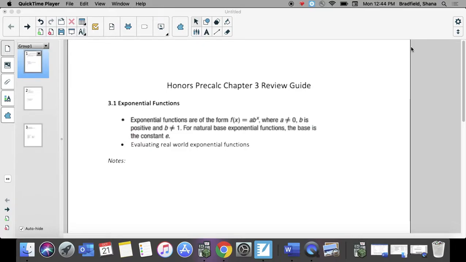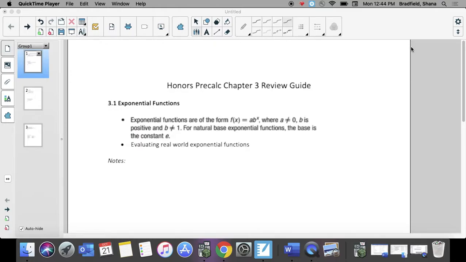I'm just going to take a minute to talk about the review guide here. My expectation for this would be for you to look over the concepts that are indicated in the review guide and maybe make some examples or some notes below. You can either do that on a separate sheet of paper or print it off, but either way is fine.